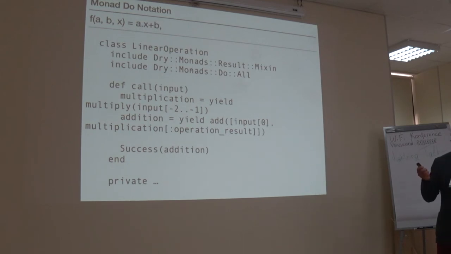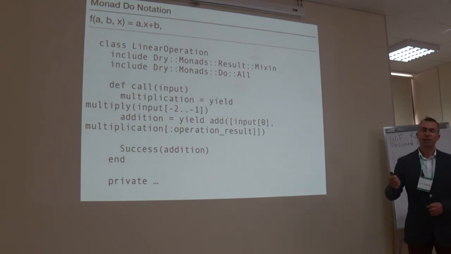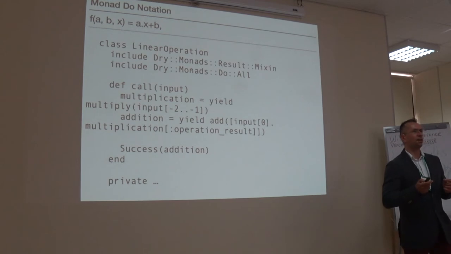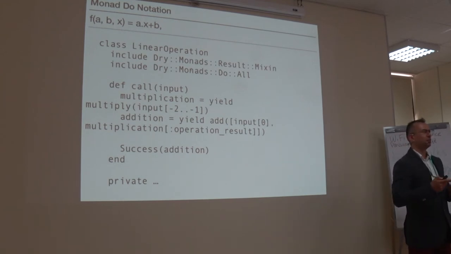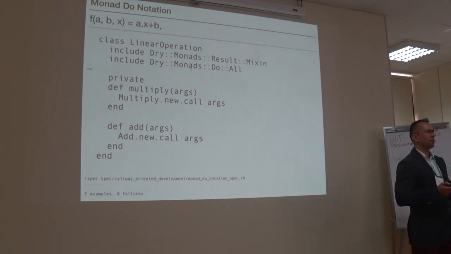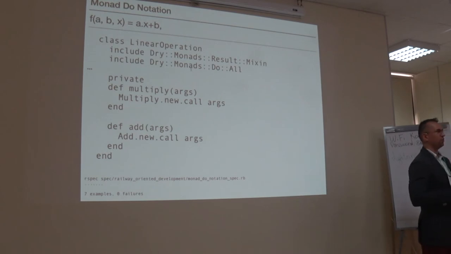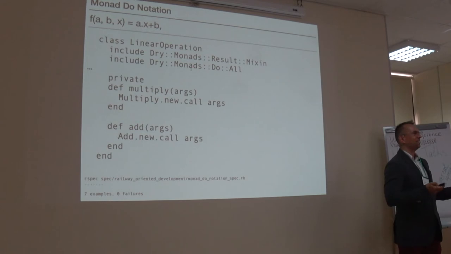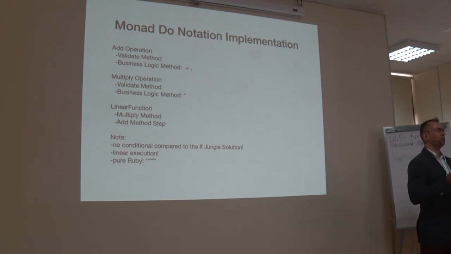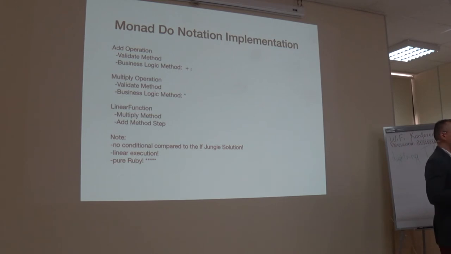So what we have here is the linear operation itself. We have included all the dry monads do notation mixin. In our class, we have the call method, and we call the multiplication operation. We yield it by wrapping it into the monad do notation, and we call the add operation with the result coming from the previous operation, and that's it. How is it implemented? In the multiply method, we delegate to the multiply operation, which I showed you earlier. In the add method, we delegate to the add operation. So the structure, again, is very similar to what we had previously. We had two operations, both of them having a validate method and a business logic method.